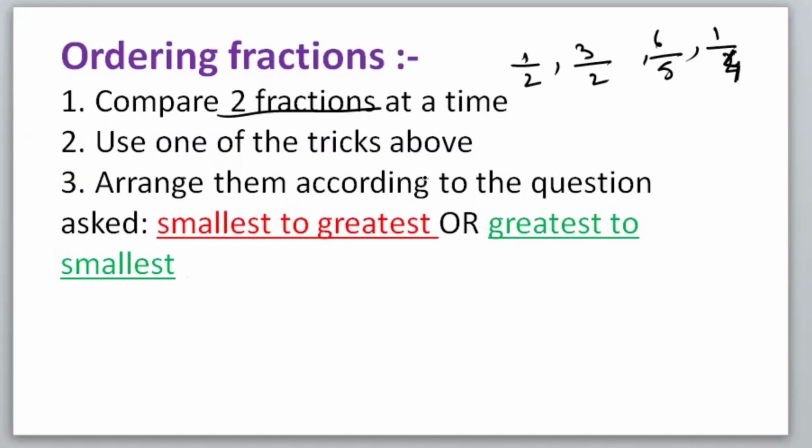I told you the three tricks. First, the same denominator. Second was the same numerator, and the third was the different numerator and denominator. So according to the question, you have to use one of the tricks. And it says arrange them according to the question asked. What the question is asking, whether it is asking about the smallest to greatest or greatest to smallest. According to that, you have to arrange your answer. Now let's go solve some of the questions.